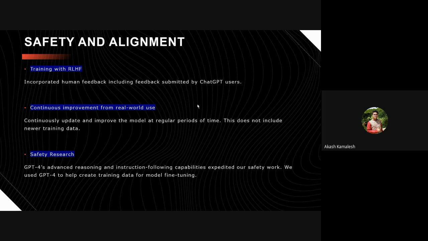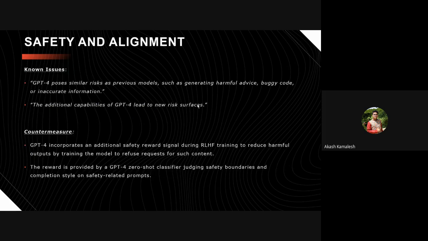Okay. So some known issues: GPT-4 possesses similar risks as previous models, such as generating harmful advice, buggy code, or inaccurate information. Inaccurate information and buggy code are two examples of things which were always there in GPT-3 and GPT-3.5. So again, the code generation is not yet perfect. The factual accuracy is not yet perfect, but it is slightly better.